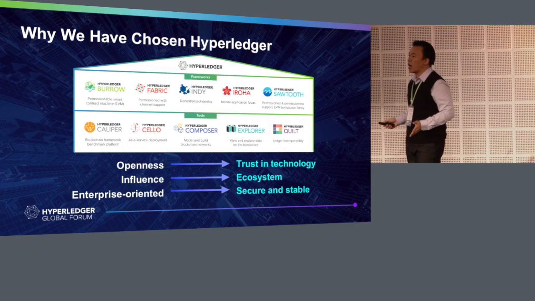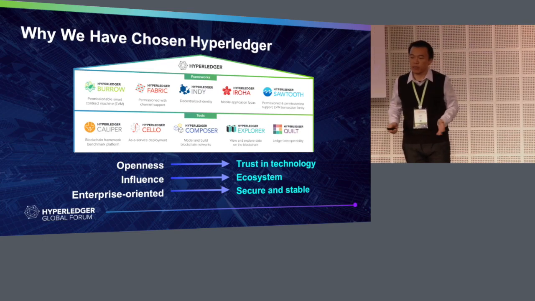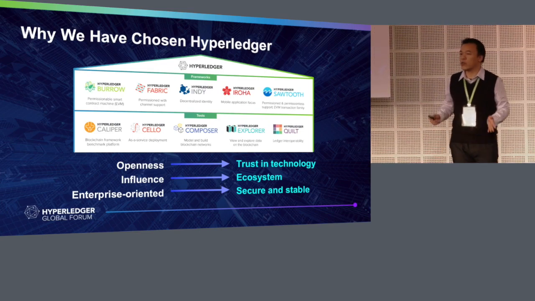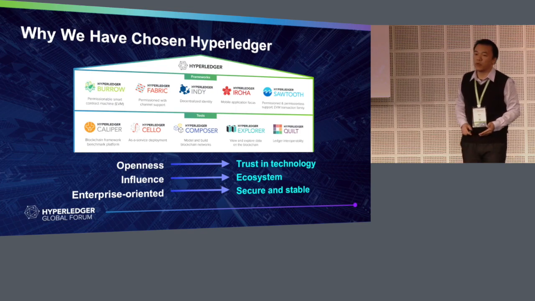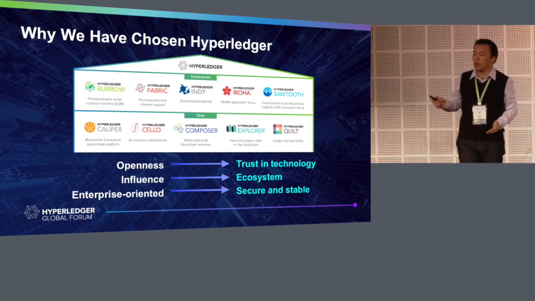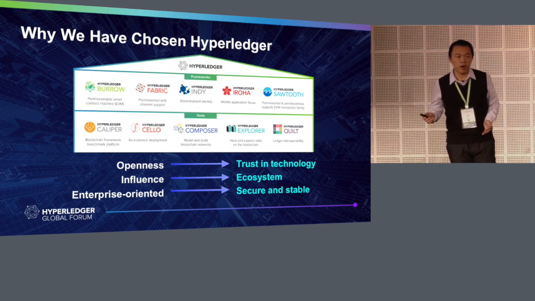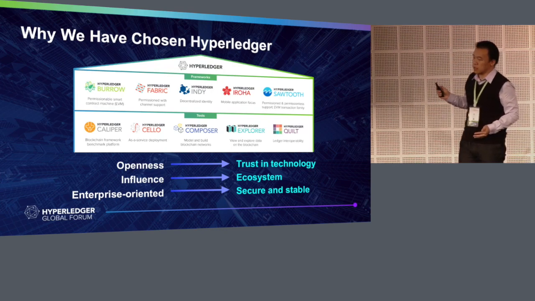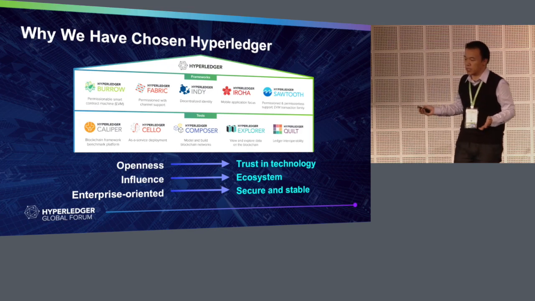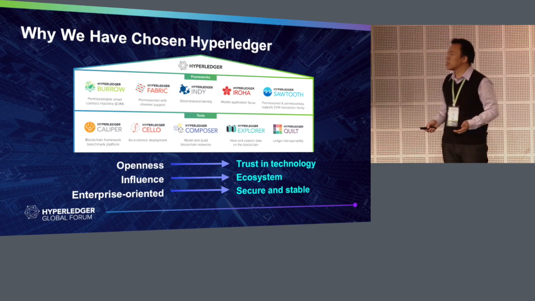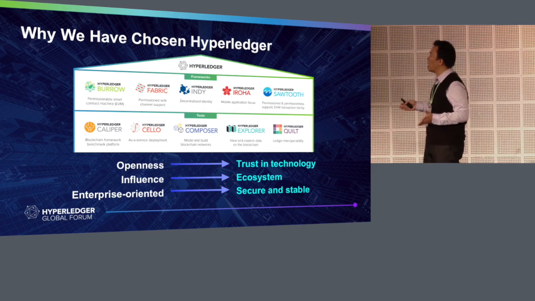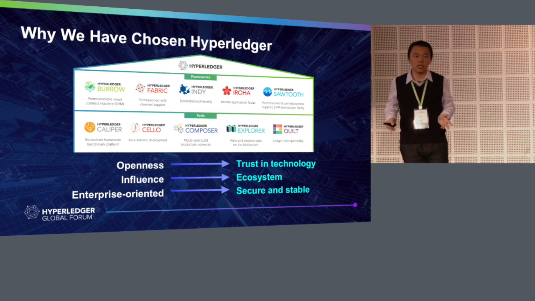So therefore, Alibaba Cloud started the journey in blockchain, and we chose Hyperledger as one of our major directions. Here are the key reasons. The first one is openness. Openness brings people trust in technology, rather than proprietary knowledge which runs like a black box. People cannot trust that. The second one is the influence. With this large influence, we are able to build a global, large technical and business ecosystem.